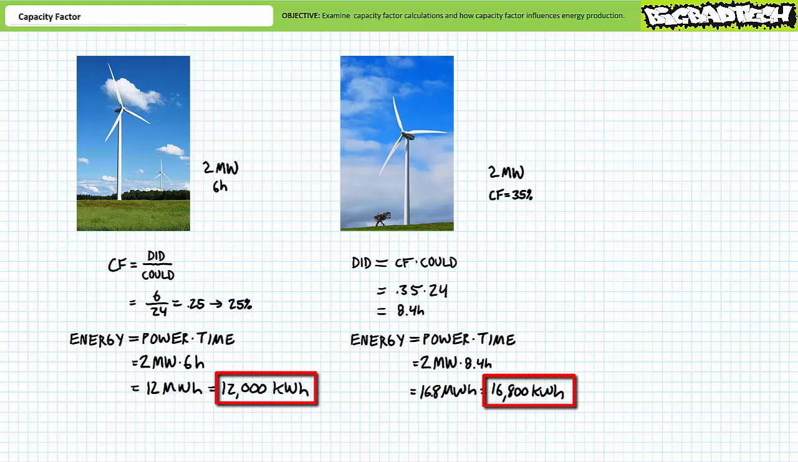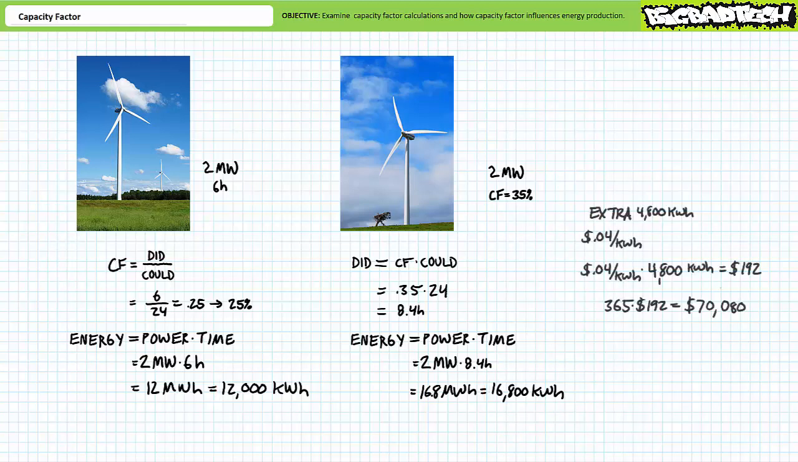Compare and contrast the energy output of the two similar turbines operating in regions with different capacity factors. The higher capacity factor turbine can be expected to produce 4,800 more kilowatt hours every day than one in the less windy area.